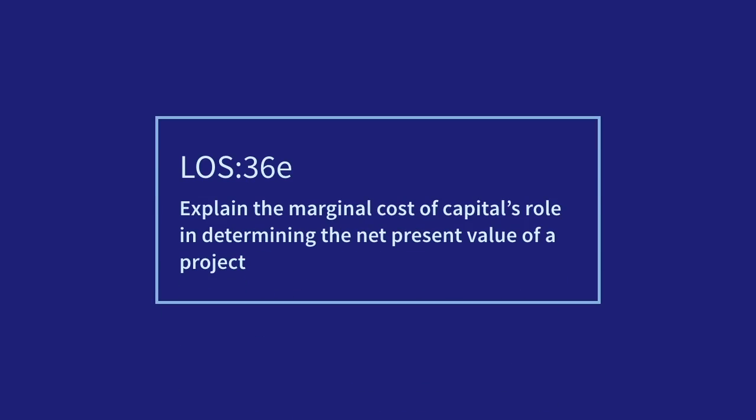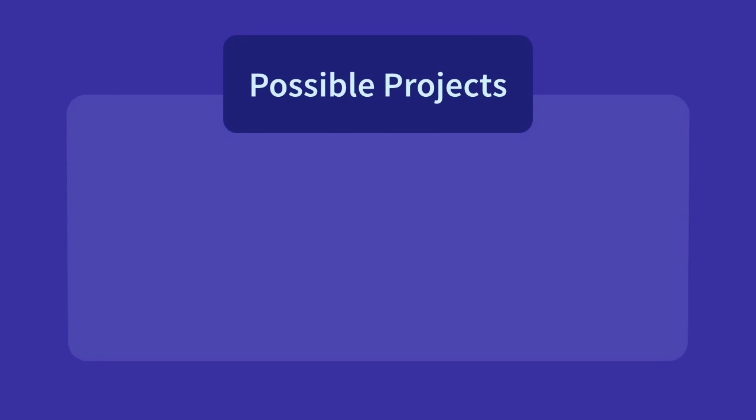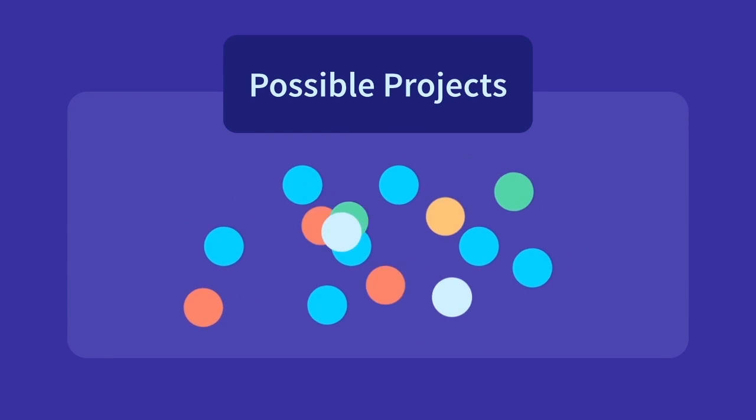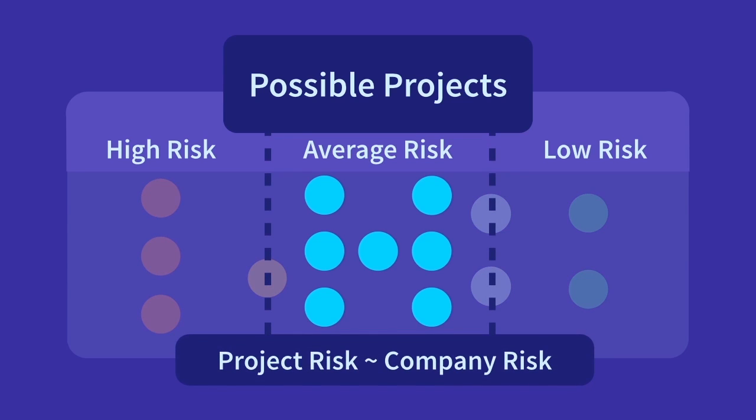Explain the marginal cost of capital's role in determining the net present value of a project. One point which is easily overlooked as we go through this material is that we are assuming that all projects have the same level of risk. This is obviously not the case. Each project will have a varying level of risk ranging from high risk to average risk to low risk. A company's weighted average cost of capital is developed as an appropriate discount rate for projects that would equal the risk level of the company as it exists pre-project.